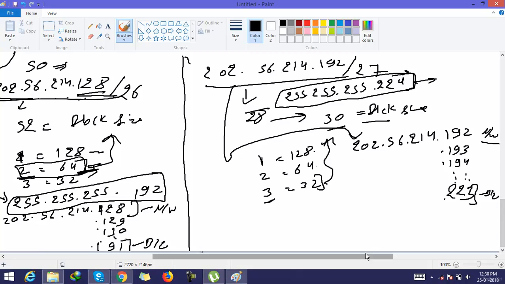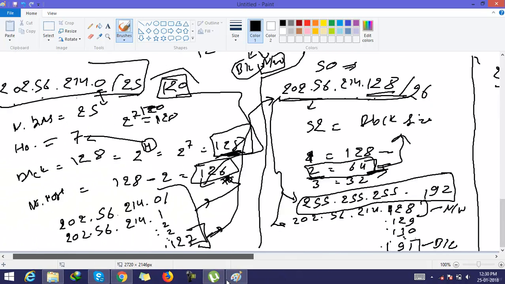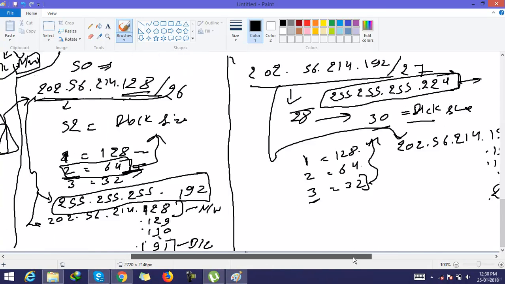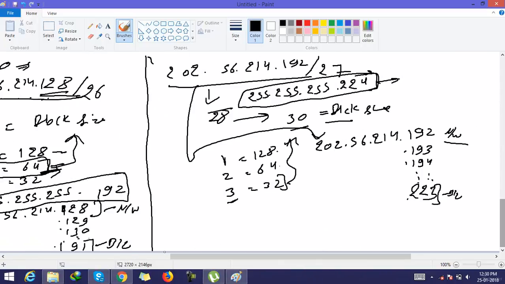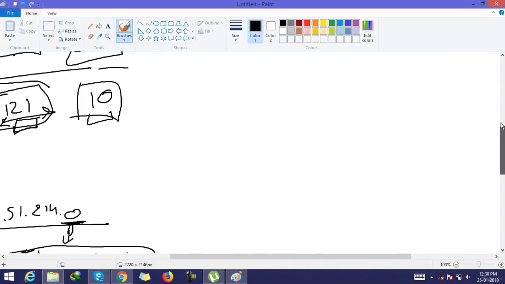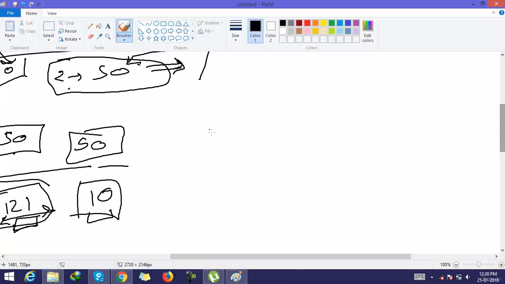Here you can see we have different subnet masks for all subnets. So this is VLSM, variable length subnet mask. The length of the subnet mask varies from subnet to subnet.